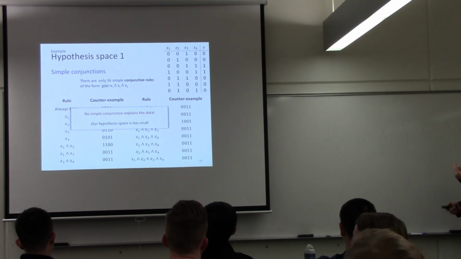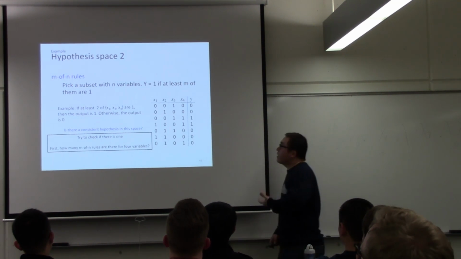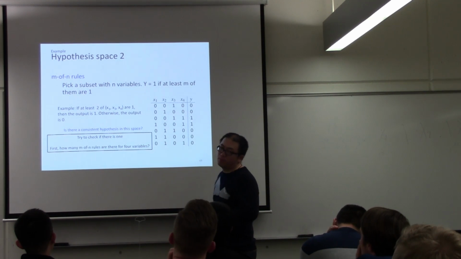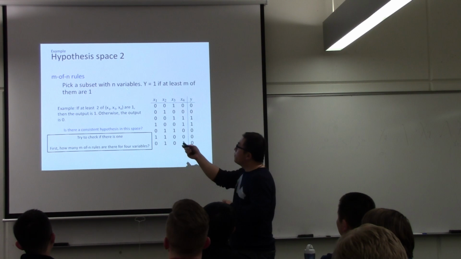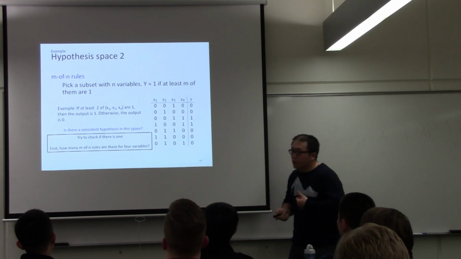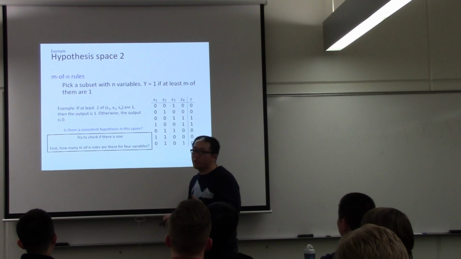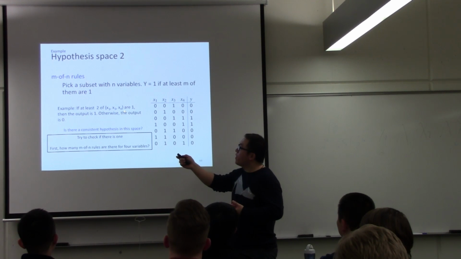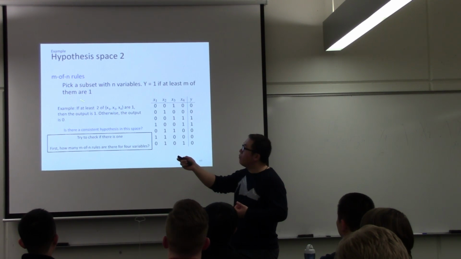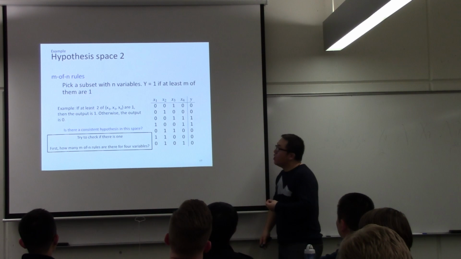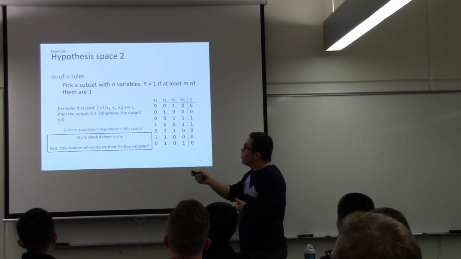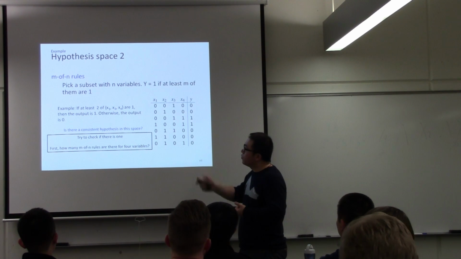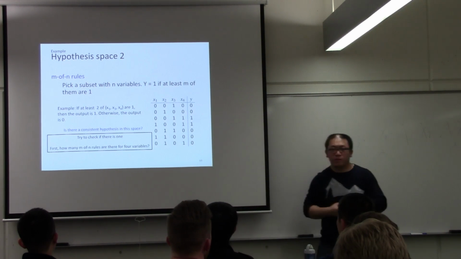So now we switch to a second hypothesis space called M of n rules. The M of n rules specify a kind of function that, for a subset of n variables, the function value equals 1 only if at least m of those variables are 1. For example, we choose 3 variables, x1, x3, x4, and we set m equals 2. Then in this 2 of 3 function, if only 2 of the variables from x1, x3, x4 are 1, then the function value is 1. Otherwise, the function value is 0.